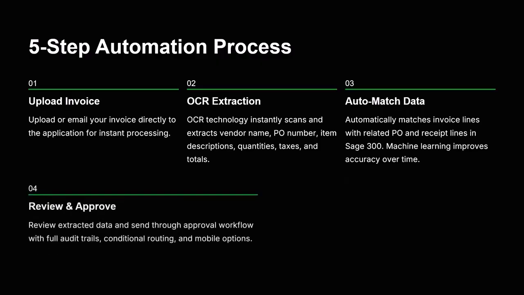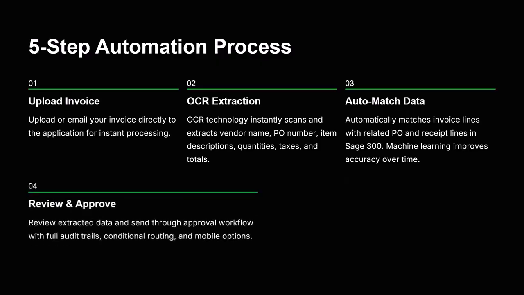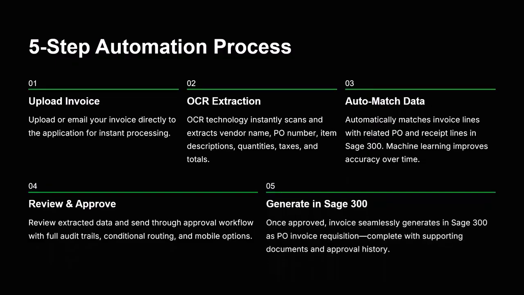Review and confirm the extracted data. If everything looks good, send it through the approval workflow, which includes full audit trails, conditional routing, and mobile/email approval options. Once approved, the invoice is seamlessly generated in Sage 300 as a PO invoice requisition, complete with supporting documents, approval history, and all details ready for posting, without any manual rekeying or import required.